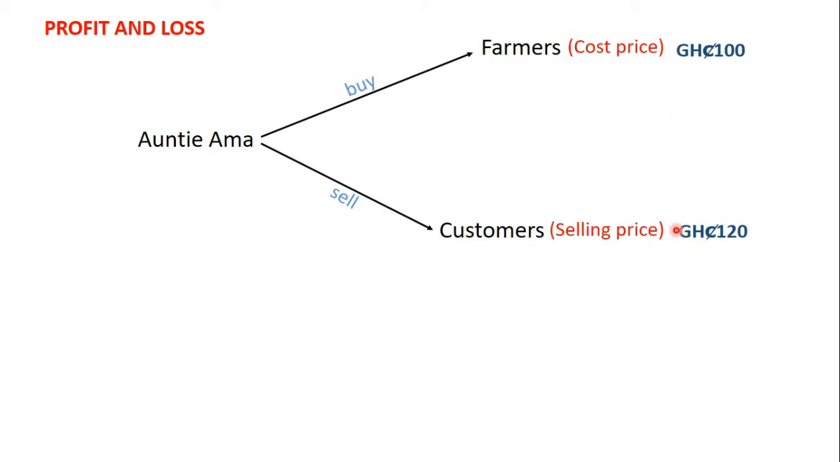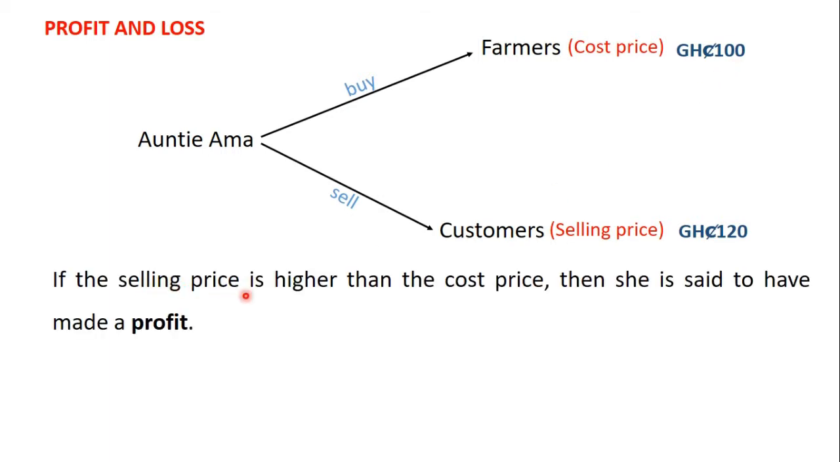So as we can see here, the selling price is 120 Ghana cedis and the cost price is 100 Ghana cedis. So if the selling price is higher than the cost price, then Auntie Ama is said to have made a profit. She bought the mangoes for 100 Ghana cedis and sold them for 120 Ghana cedis. So she is said to have made a profit.